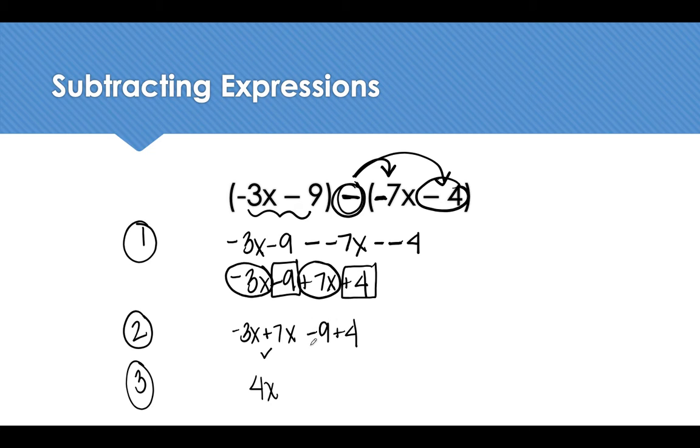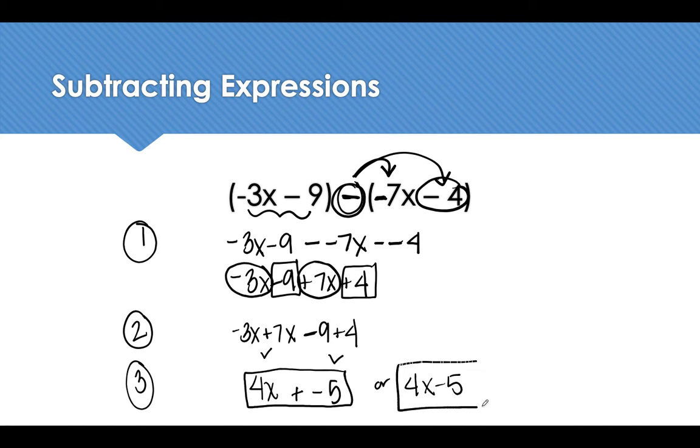For our final step, -3x plus 7x is 4x. And here, be very careful. This is a minus 9 plus 4. That's a -5. Okay, make sure you're looking at that minus sign in front of the 9. Then for your final answer, to put these two together, you can leave it like that as 4x minus 5, or you can put a plus sign and make it 4x plus a -5. Either answer is fine because adding a -5 and subtracting 5 are the same thing.